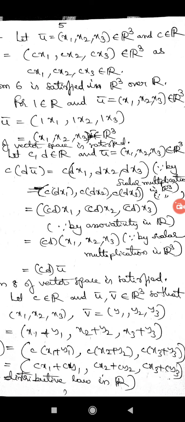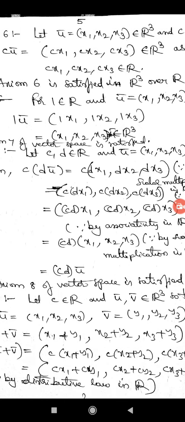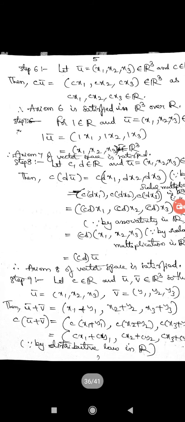And taking cd outside, cd times x1, x2, x3, we can write like this by using the scalar multiplication which we have proved in step 6 in R3. So finally c times d u bar is equal to cd times u bar. By this we can say that axiom 8 of vector space is satisfied in R3 over R.